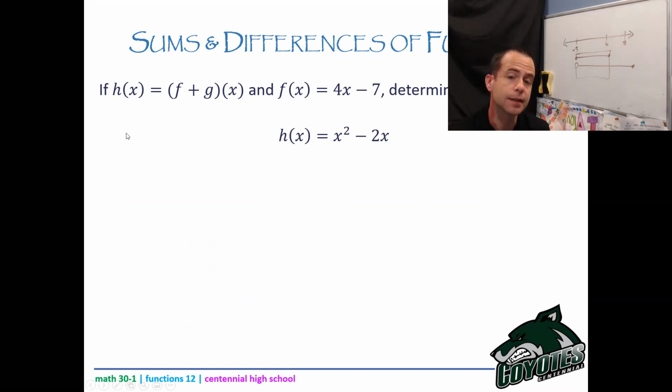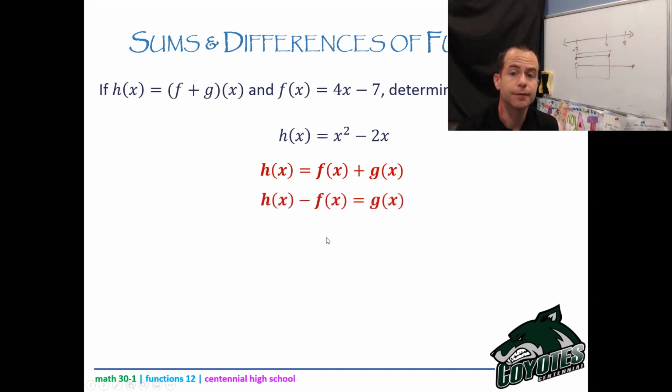So h of x is f of x plus g of x, and I know h of x and I know f of x, and I'm being told to algebraically figure out what g of x is. So if h of x is f of x plus g of x, then g of x all by itself would be h of x minus f of x. That's all I'm doing.